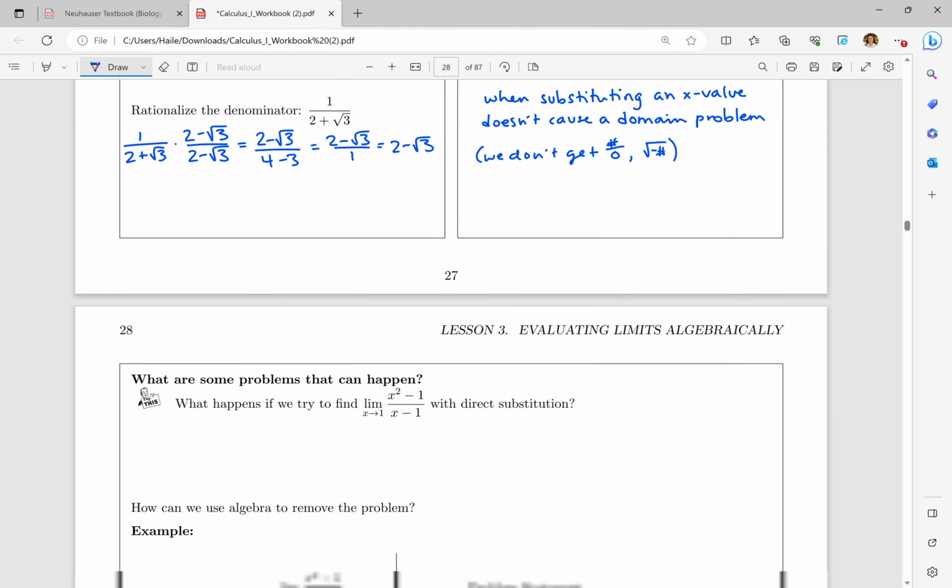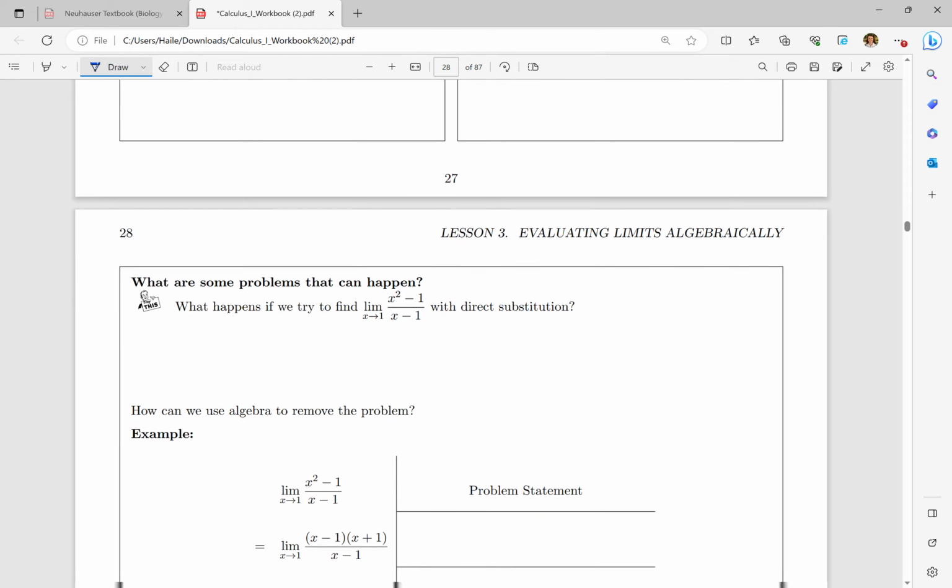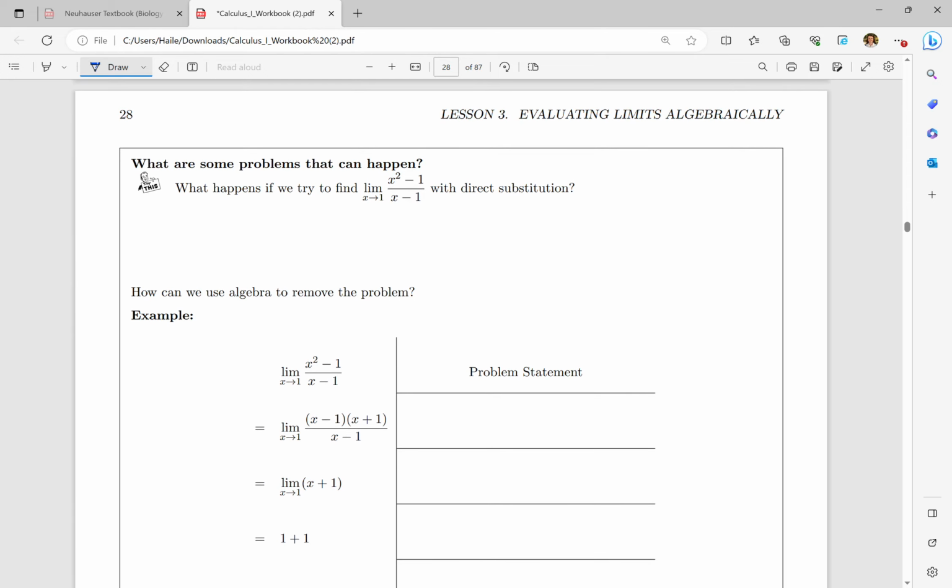So that was pretty easy, but you know all these problems aren't going to be this easy. So let's start looking at some problems that can happen. So first, what happens if we try to find the limit as x approaches 1 of x squared minus 1 over x minus 1 with direct substitution? So let's go ahead and plug this in and see what happens. So if we try to find f of 1, we would get 1 squared minus 1 over 1 minus 1. Well, this gives me 0 over 0.